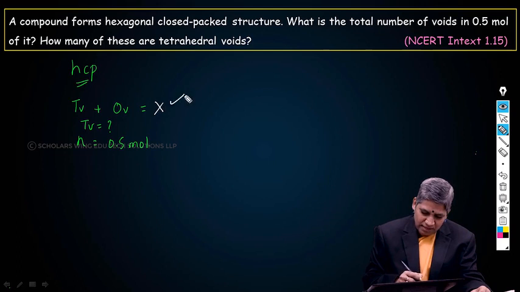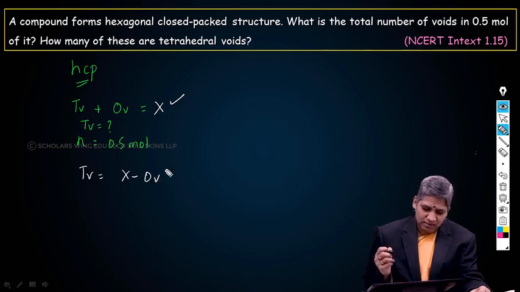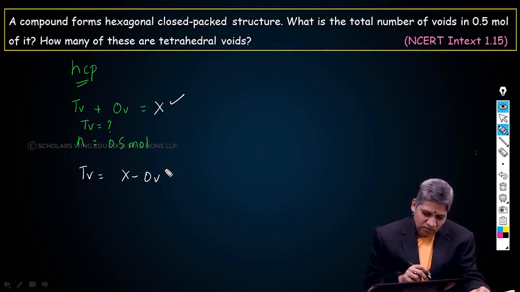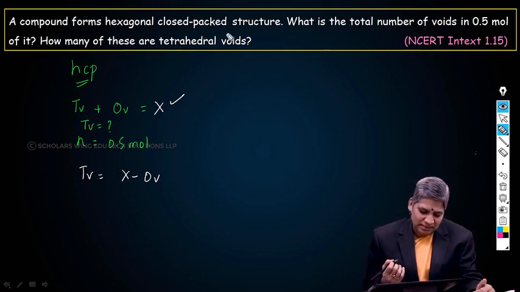So once you find X, you can find TV. How? Very simple. TV will now be equal to X minus OV. So this is the procedure or the approach. Since it forms a hexagonal close-packed structure, it will have n number of lattice sites where these atoms or the constituent particles occupy.